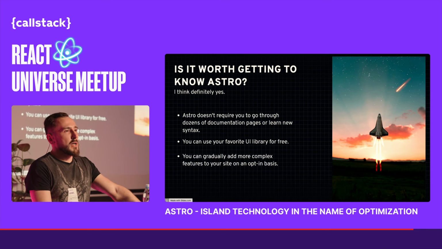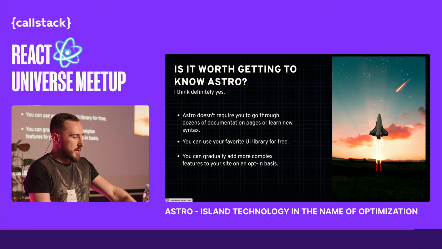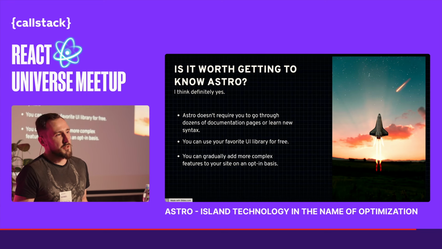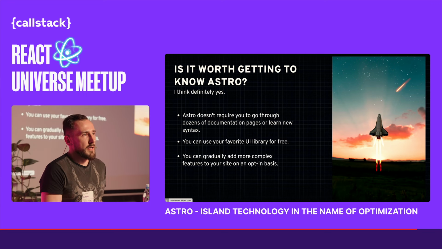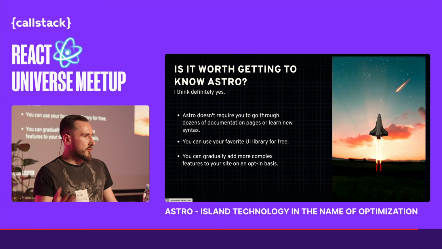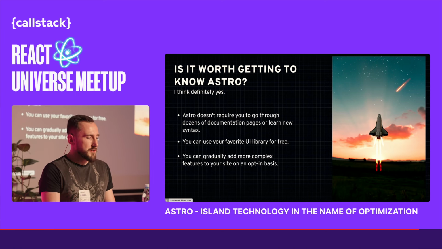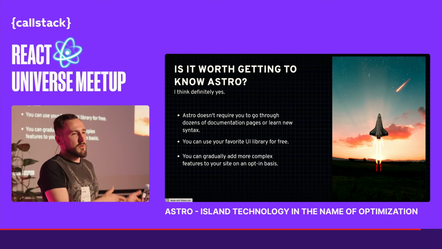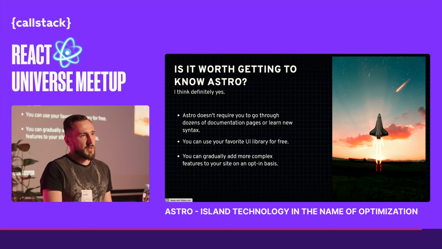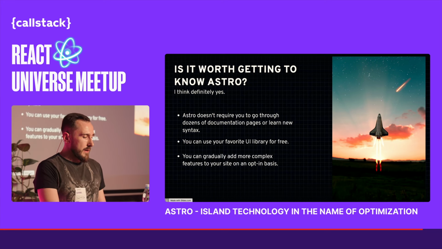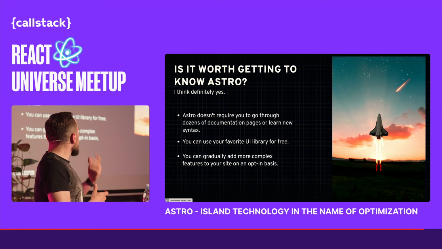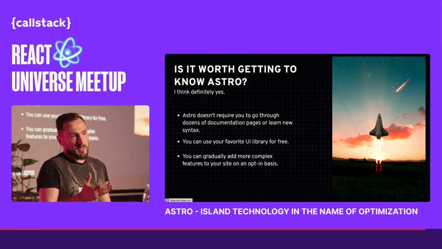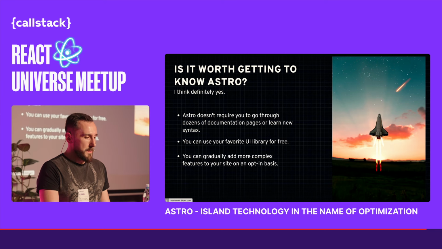So, is it worth getting to know Astro? I think definitely yeah. Because when you start with Astro, you don't need to read dozens of pages of documentation. You can start with a really small example, and that will keep you going. And then, when you progress, you will opt in to some special features. And you can use your favorite UI library for free, so you don't even need to learn the Astro syntax for Astro components. You can use React, for example. And like I said, you can then opt in to some complex features like view transitions, but that's up to you. There's nothing forcing you to do so.